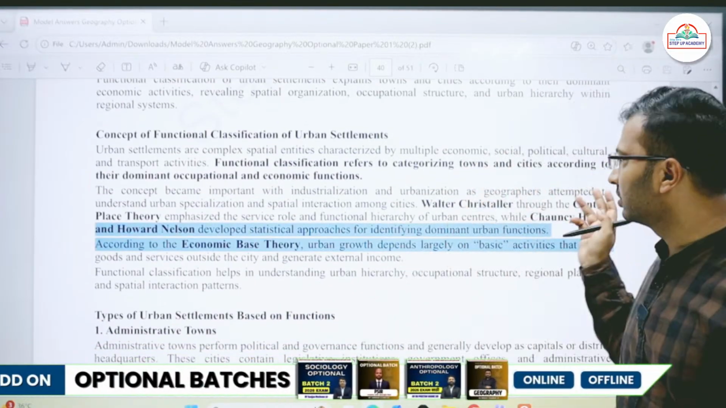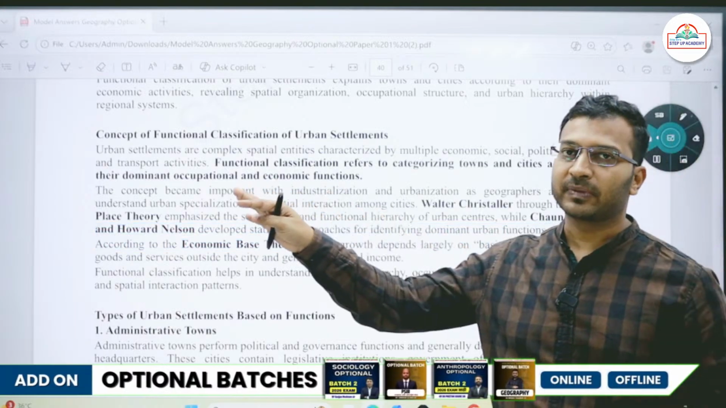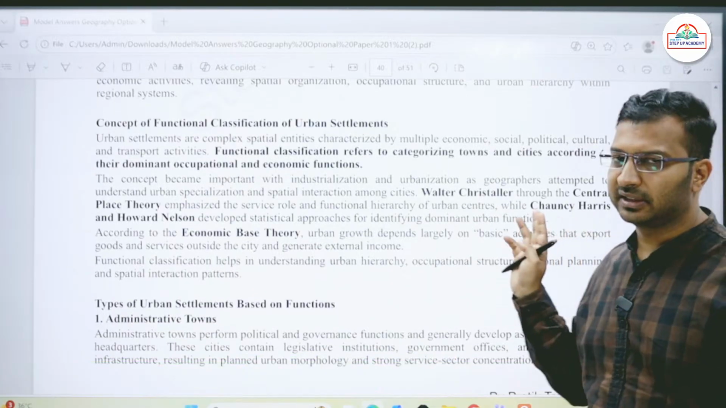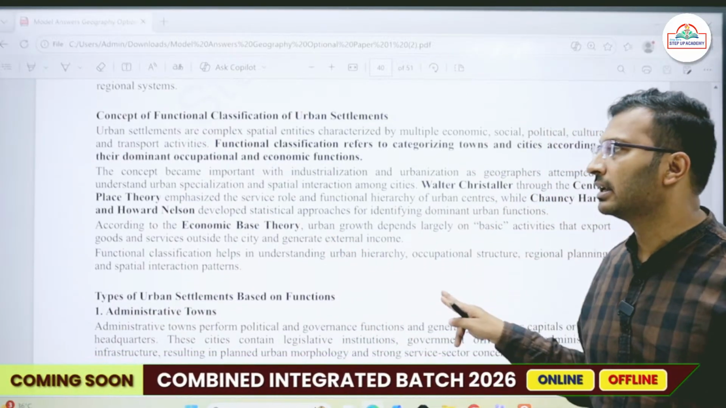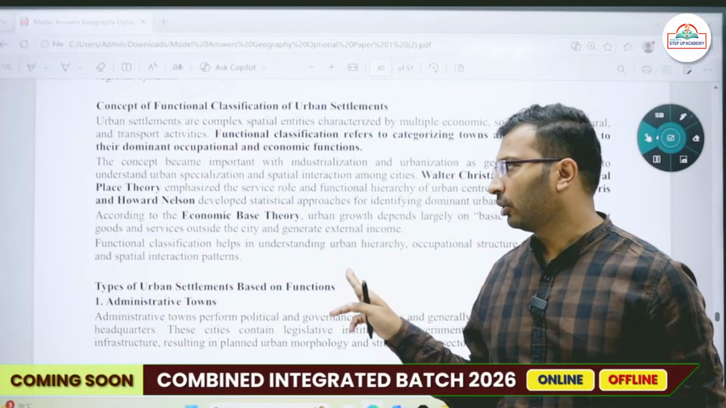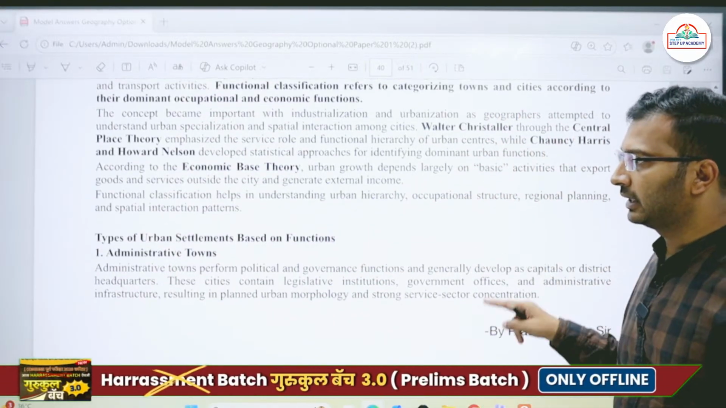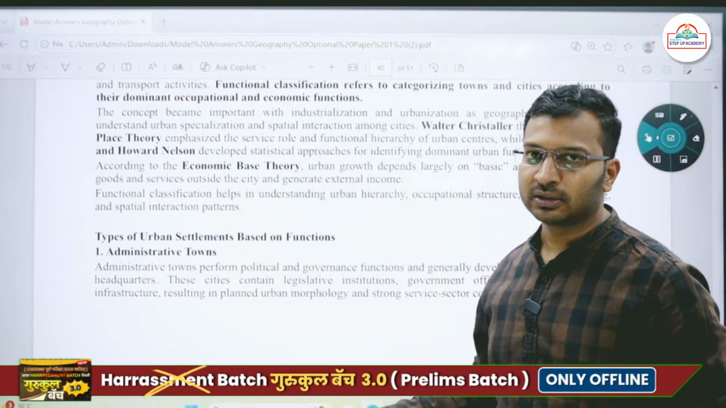If you talk about this particular classification, there are multiple geographers associated with it. That is Walter Christaller, who talked about the central place theory, the CBD model and all those things. Then we have C.D. Harris. Then we have Howard Nelson. Then according to the economic base theory, urban growth depends upon the basic economic activities. So directly jump to the types of urban settlement.